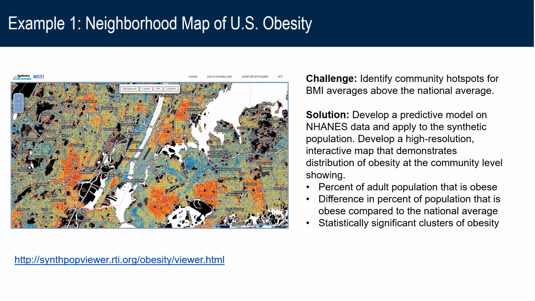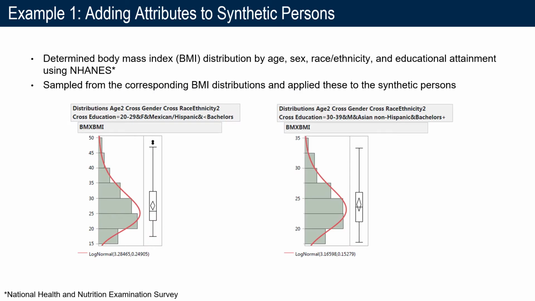In this first example, we were presented with the challenge to create a national neighborhood map of obesity. Here we leveraged a simple model, applied this model to every person record in the synthetic population data set, and then identified non-random spatial clustering of higher BMI values. In this case, a very simple log normal model on NHANES data using age, gender, race, ethnicity, and educational attainment cells was utilized. The fit was checked for each cell, and then samples were drawn from the corresponding log normal distribution for each synthetic person record. The data were aggregated to a regular grid, and spatial cluster analyses were performed to identify potential hotspots.